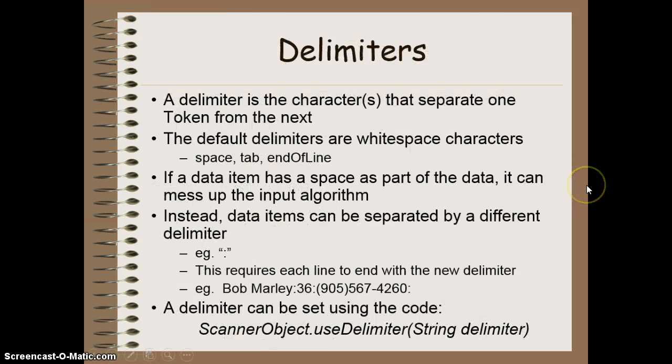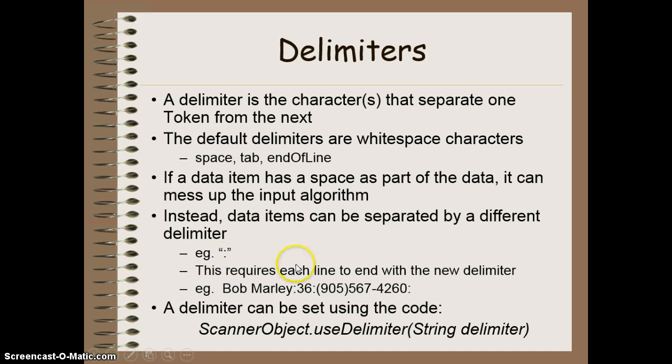So to fix that, we can use something called a delimiter. A delimiter is the character or set of characters that separate one token from the next when we're getting data from a scanner object. Now, as I said before, the default delimiter is a white space character, so a thing like a space or a tab. But if I want to use something different, I can separate with a different delimiter, like a colon.